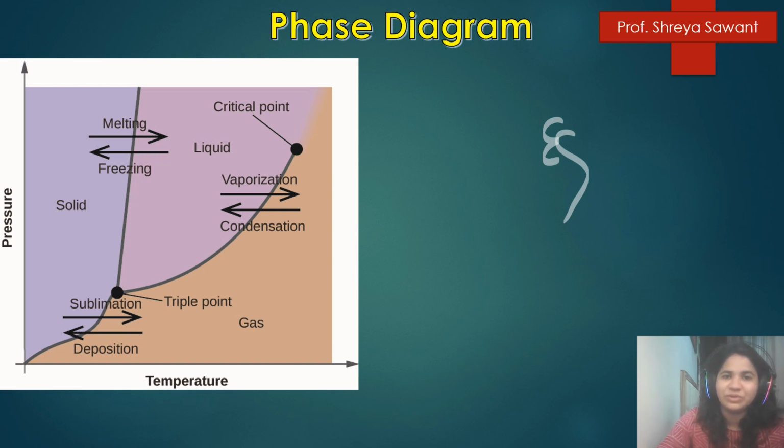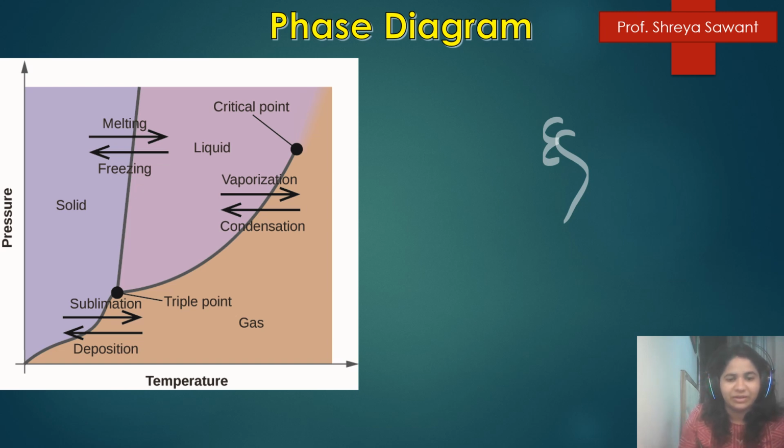Here we are going to discuss thermal properties of matter, in that sub-point phase diagram. A phase diagram is a graphical representation of any physical substance under different conditions of pressure and temperature. Here pressure is along the y-axis and temperature is along the x-axis. This graphical representation shows three curves.